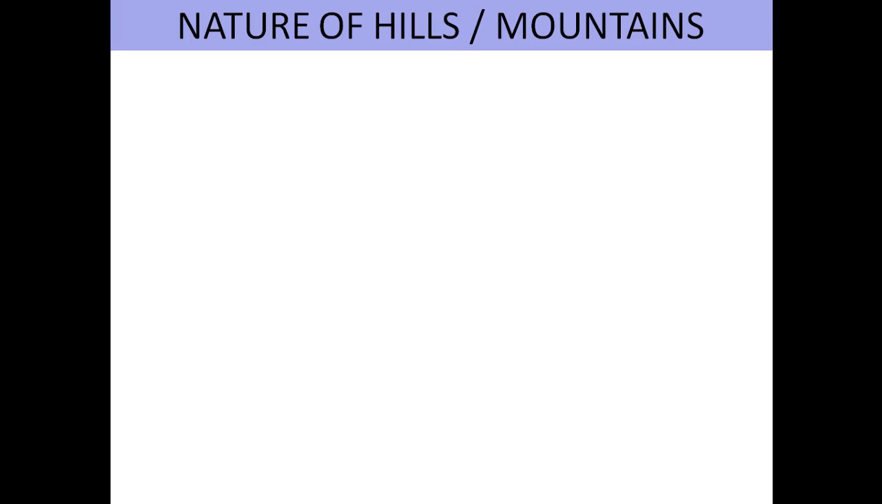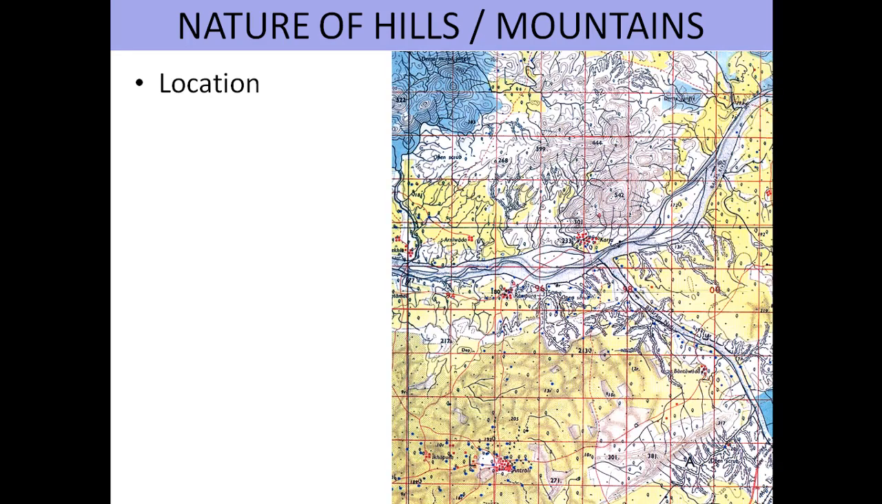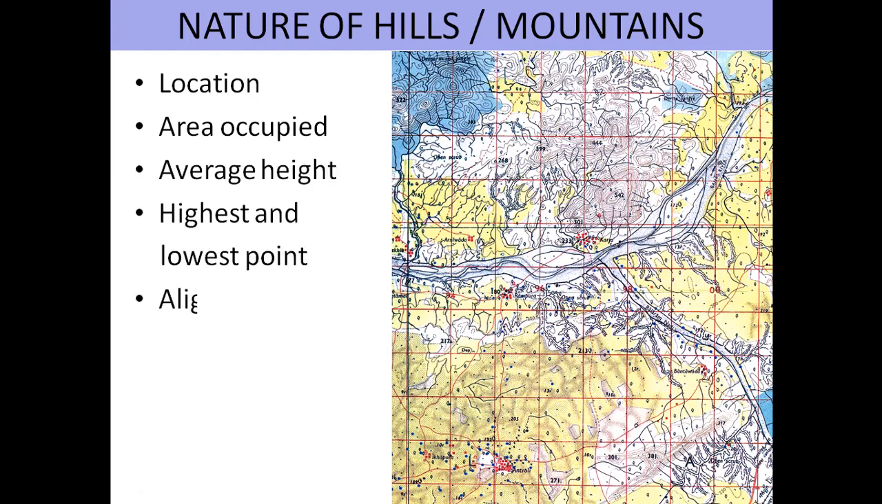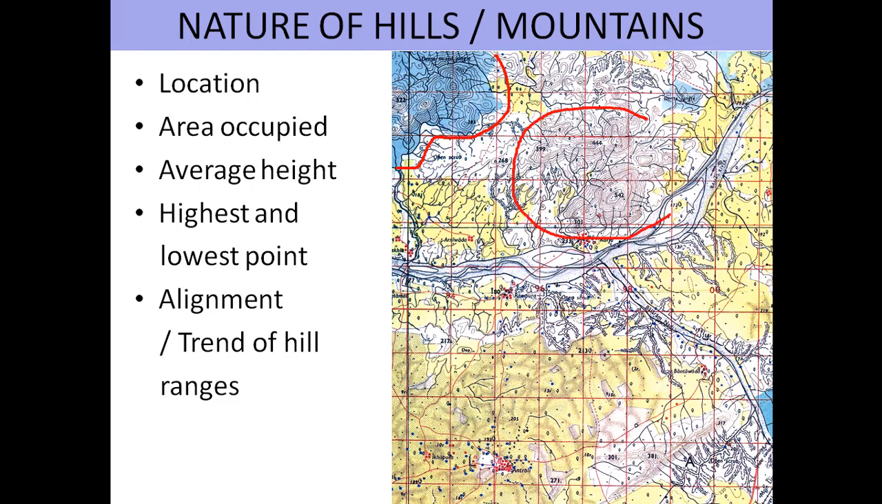Now we'll learn the nature of the hills and the mountains on a particular map extract or a topographical map. How to interpret? We first understand the parameters: location, area occupied, average height, highest and lowest point, alignment or trend of the hills, and the ranges. As you can see, the map extract is a hilly region, 50% hilly. On the northwestern part there is a hill, in the central part there is hilly terrain, and in the southern part there is a small ridge.